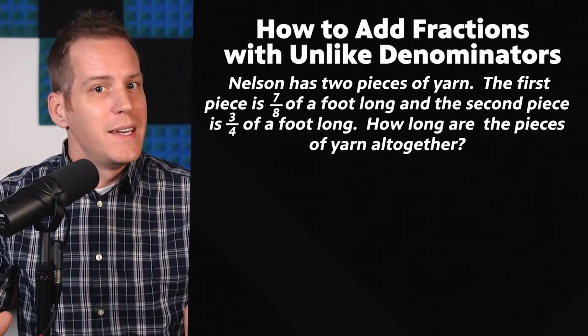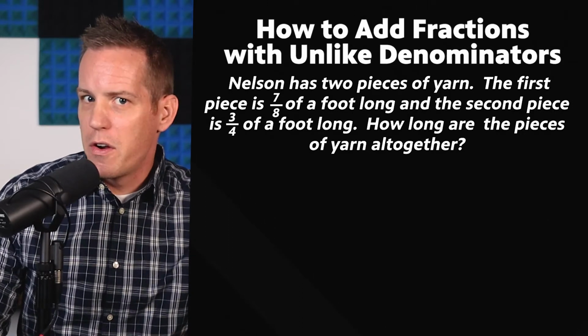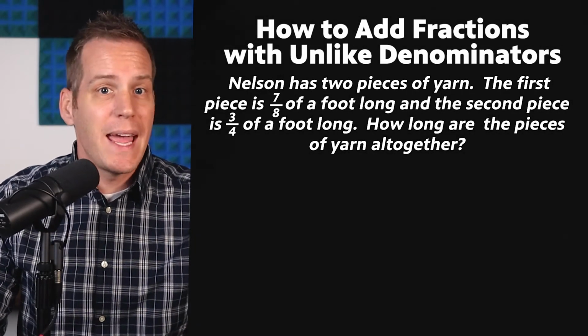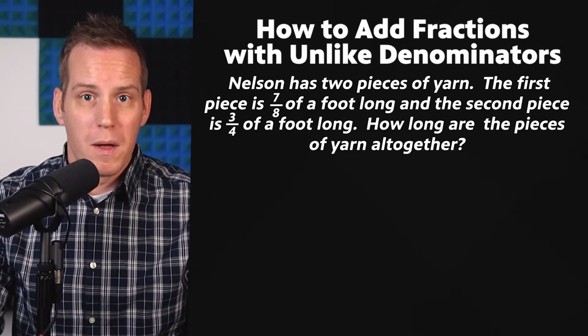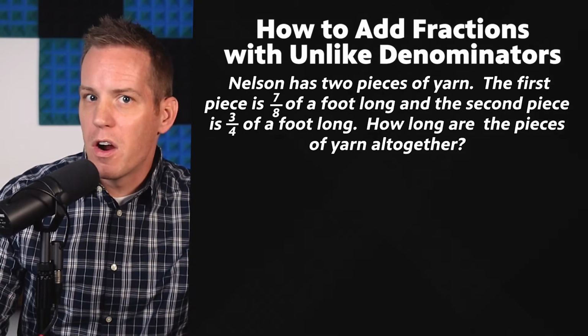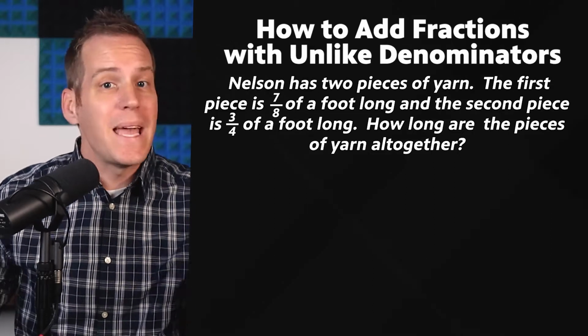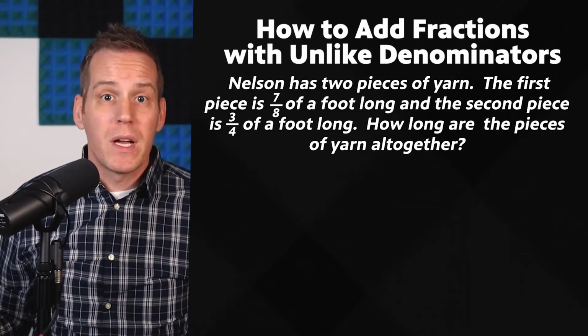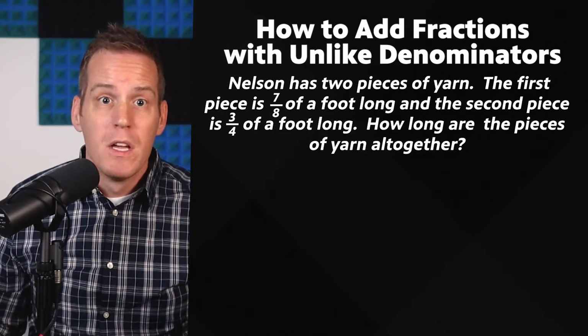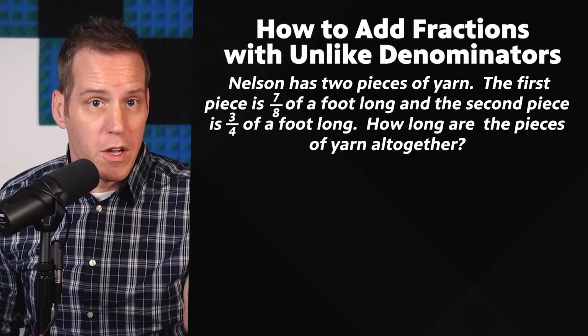Here we go. Nelson has 2 pieces of yarn. The first piece is 7/8 of a foot long, and the second piece is 3/4 of a foot long. How long are the pieces of yarn all together? Basic addition story problem, right? He's got 2 pieces of yarn, and we're trying to find out their total length. So let's start by setting it up vertically.